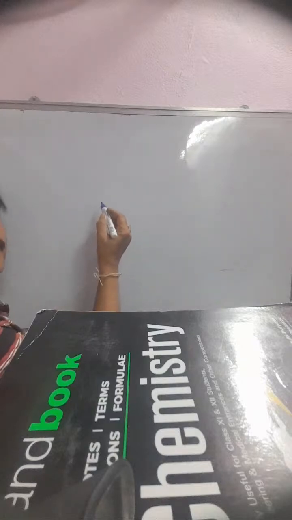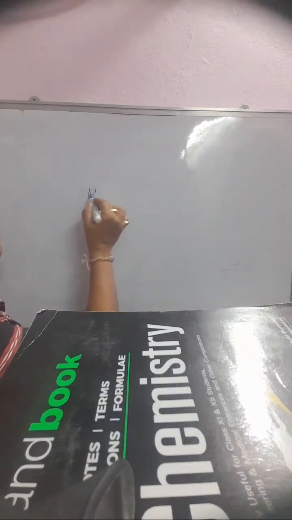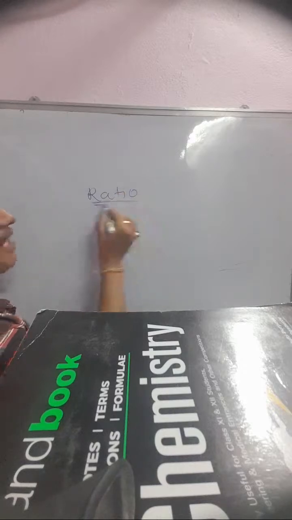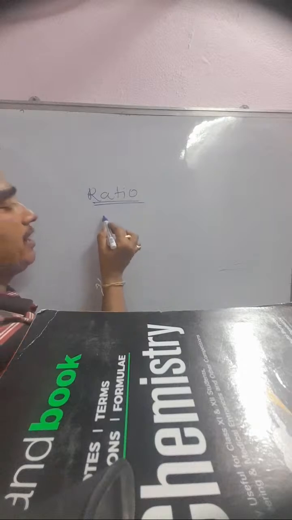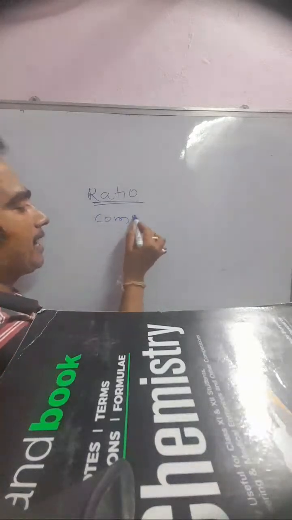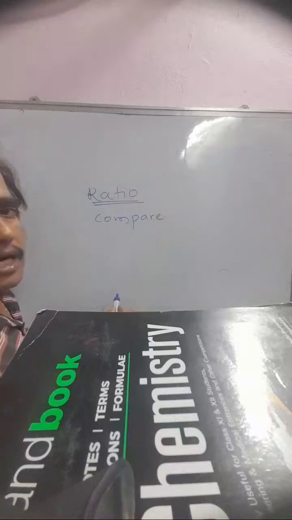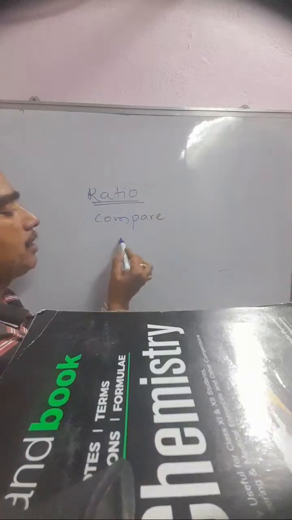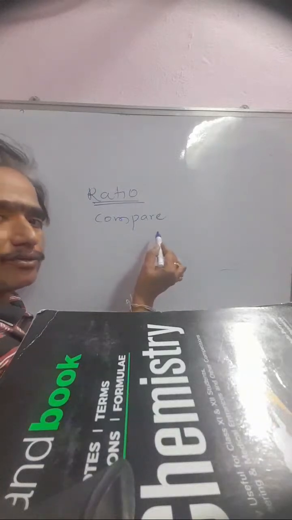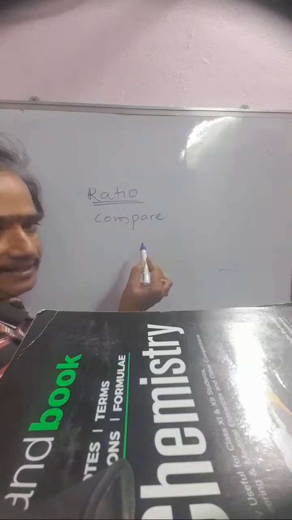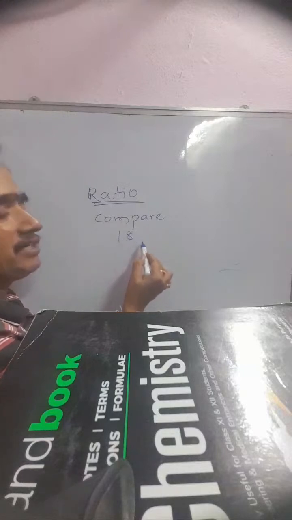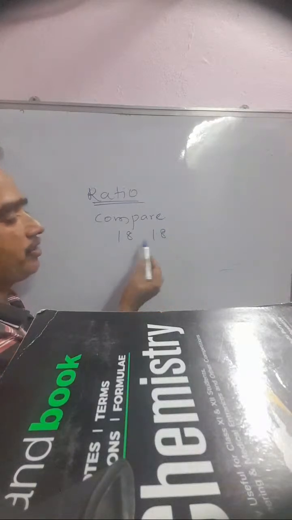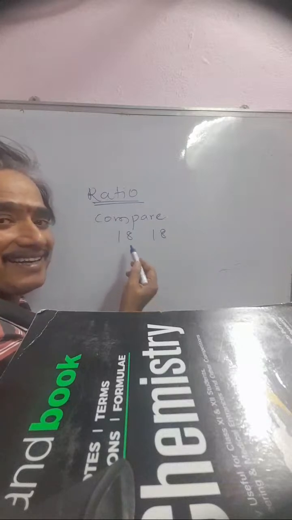See children, in our previous class, we learned about ratio. What is the meaning of ratio? Generally, we compare numbers. When do we compare numbers? For example, you and your brother went to the supermarket and your brother took 18 chocolates and you also took 18 chocolates. So here you say both of you are equal.